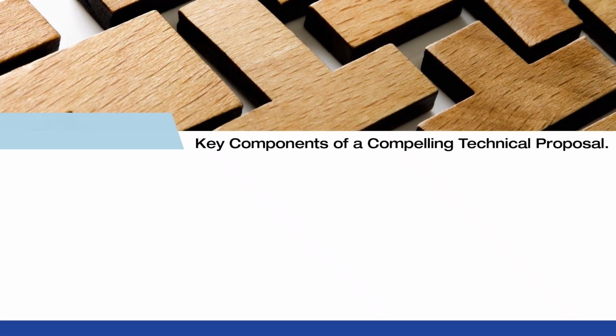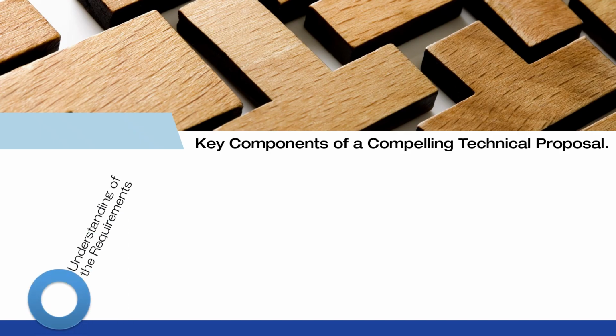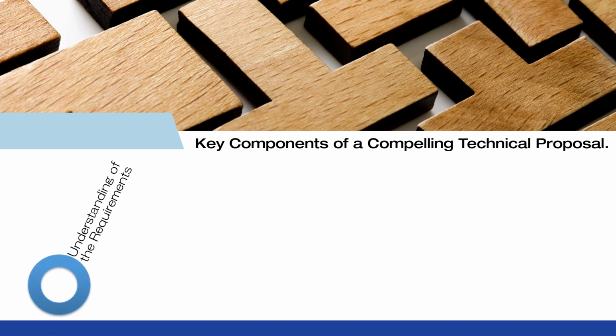Key components of a compelling technical proposal. A robust technical proposal typically encompasses several key elements. Understanding of the requirements. You must showcase your insightful interpretation of the client's needs, not just reiterate them. Proposed solution. This is the heart of the proposal. You must detail your solution in a clear, concise, and logical manner.